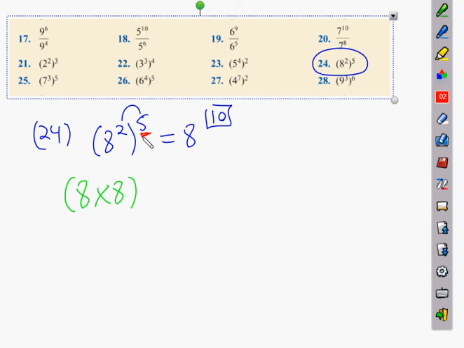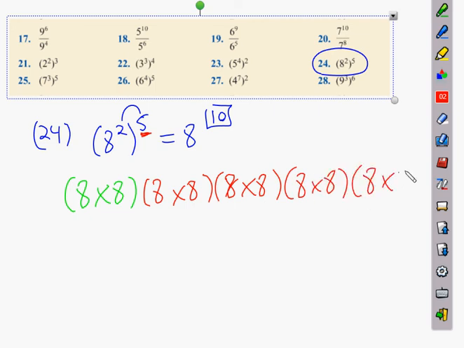5 times. That's 1, that's 2, that's 3, that's 4, that's 5. How many of them are there in total? 10. Do you see that? 1, 2, 3, 4, 5, 6, 7, 8, 9, 10. There's 10 8s being multiplied by each other. So it's 8 multiplied by 8, 10 times.